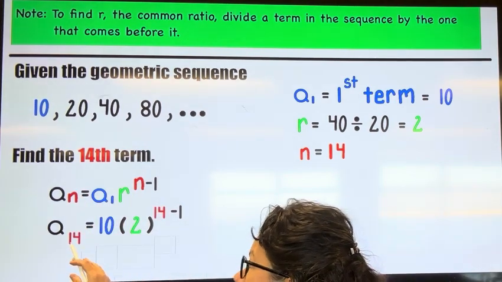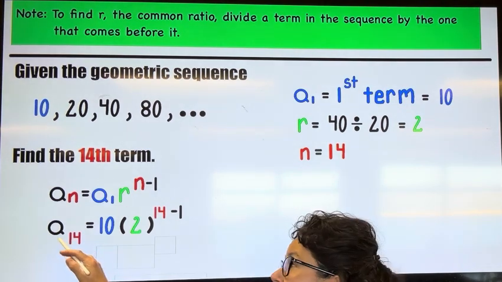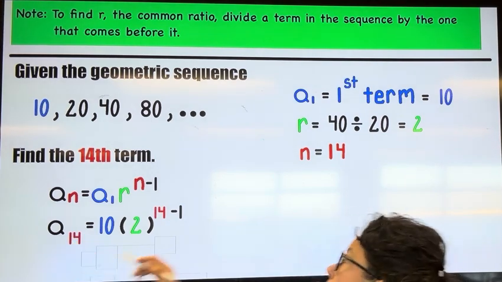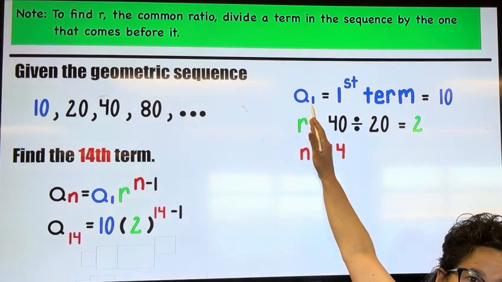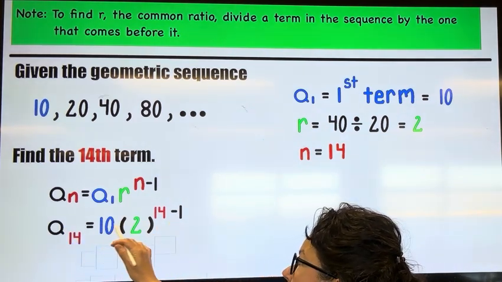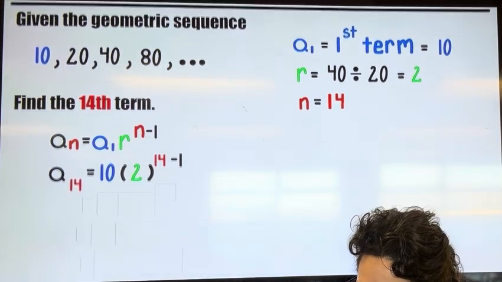Now this might look a little funny to you. It's this little sub number, a sub 14. It simply stands for the 14th one, just like this one was the first one. So this is the 14th one. Now I need to go ahead and simplify a little bit here.